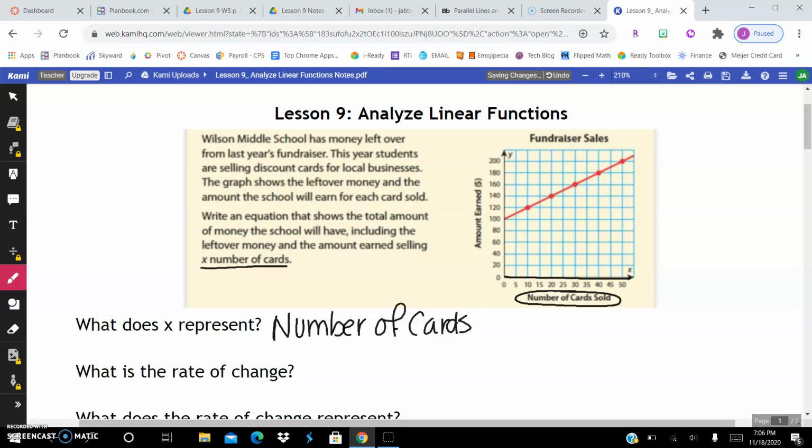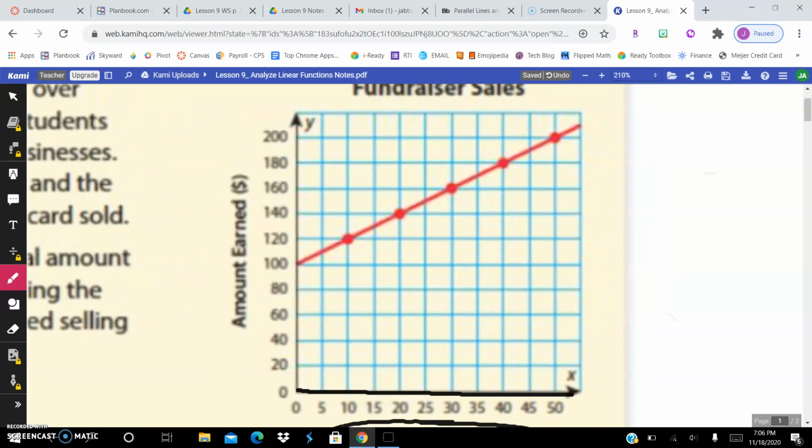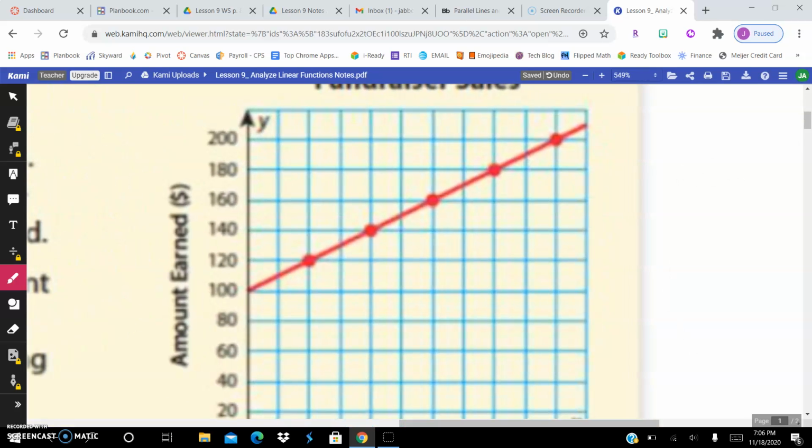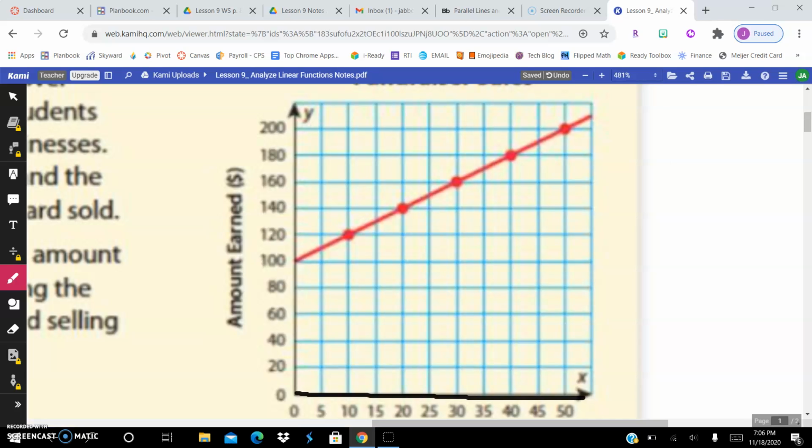And then what is the rate of change? Well, remember the rate of change is how far we're going to go up. It's our slope. So I'm just going to use these two dots right here. You could have picked any two that are on this line. And we have to go up and then we have to go over to get to the next dot. So it looks like I'm going up 20 according to the y-axis there. I'm going from 120 to 140.